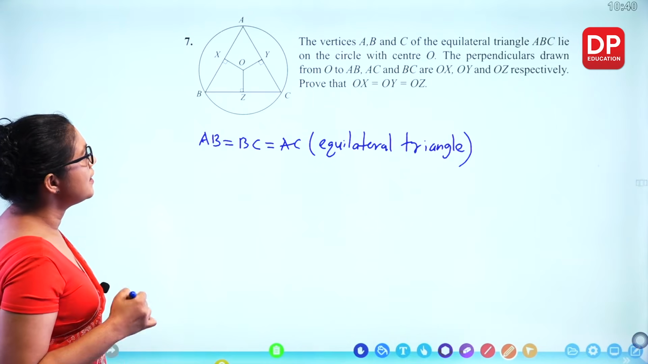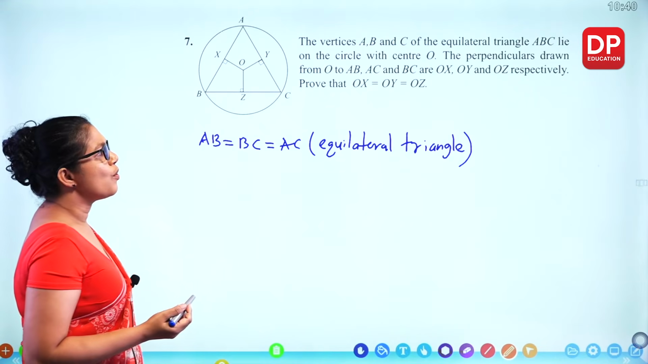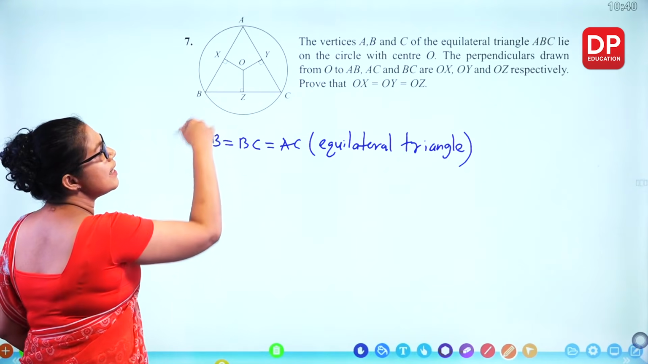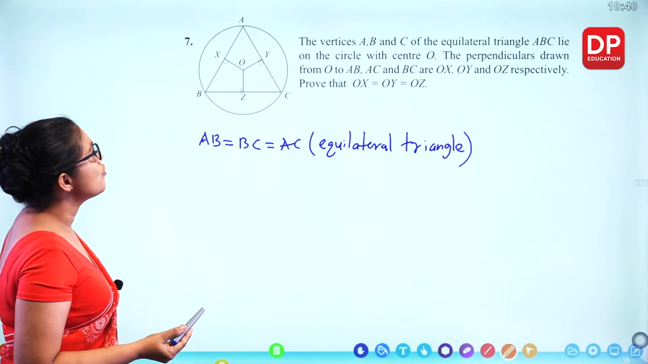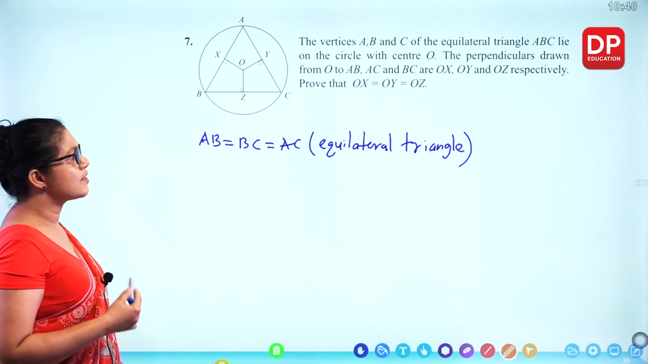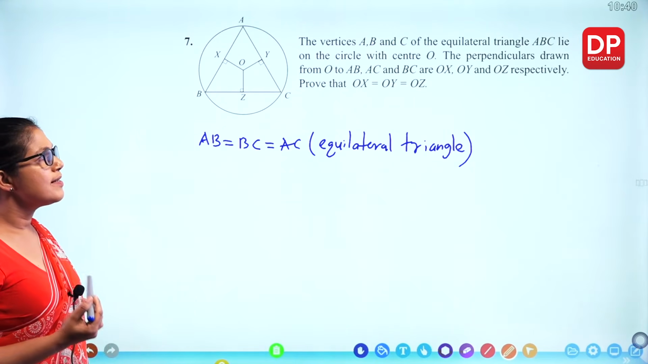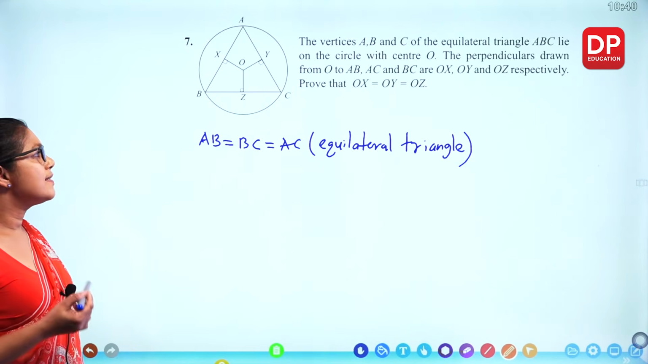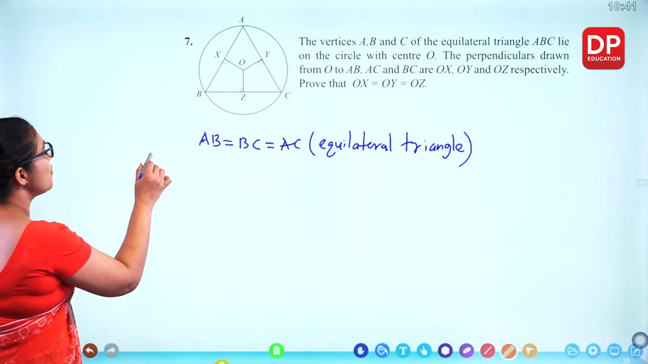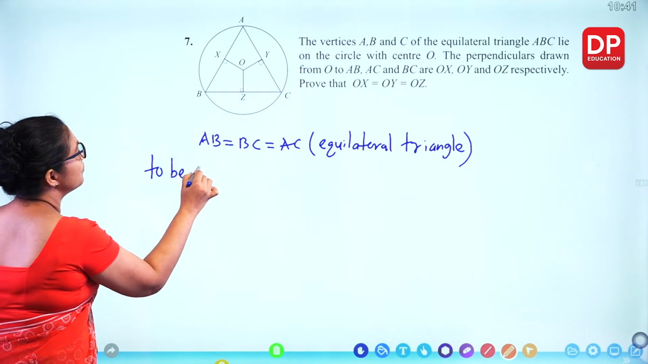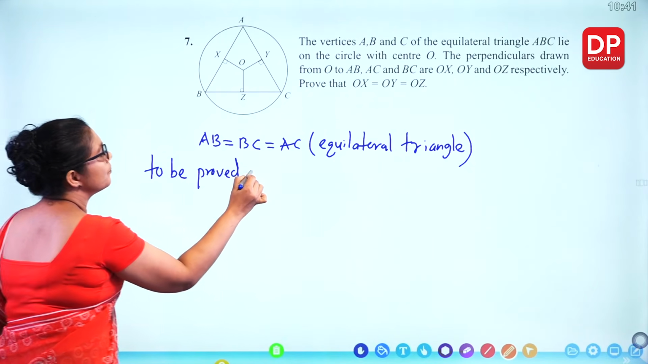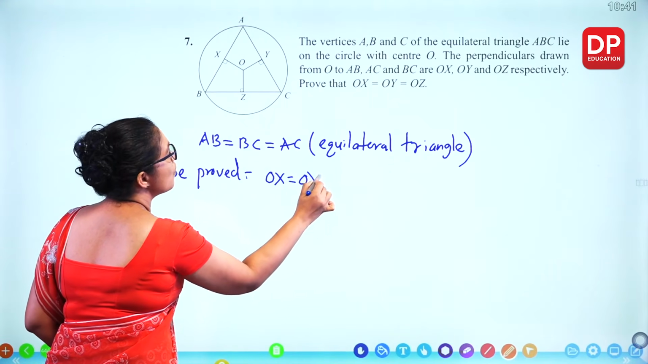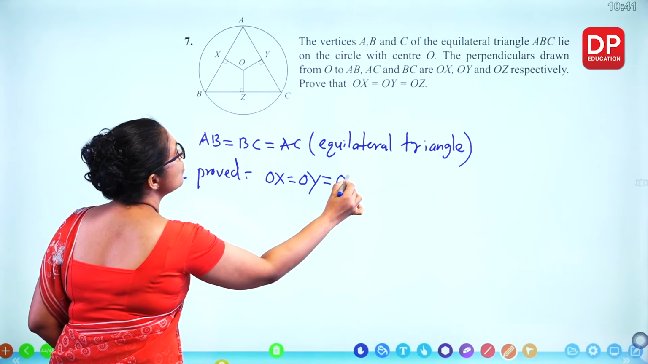And also, what is the other information given? Center is O. The perpendicular drawn from O to AB is OX, and when you draw the other perpendicular line, it's OY, and the other one is OZ. Prove that OX is equal to OY is equal to OZ. So you need to prove OX is equal to OY is equal to OZ.